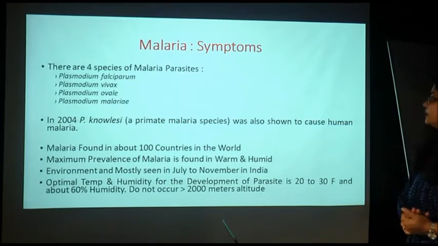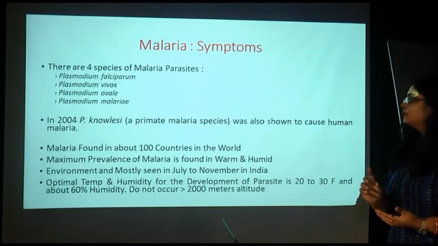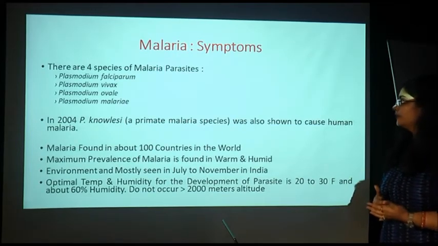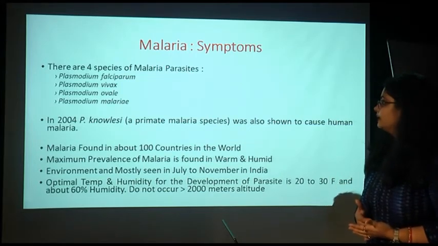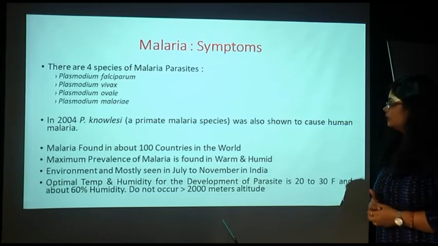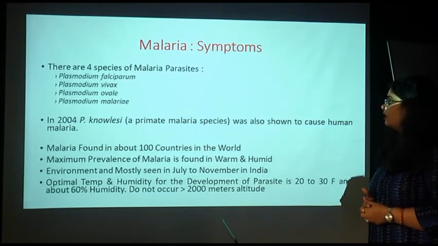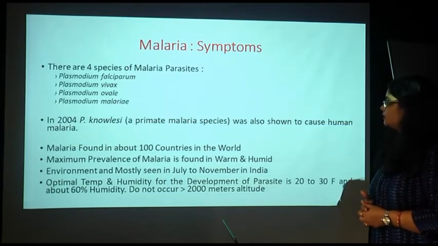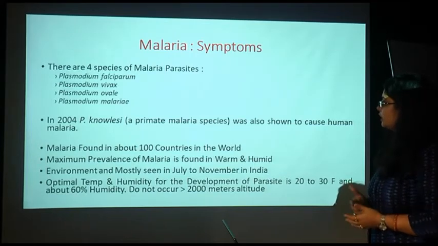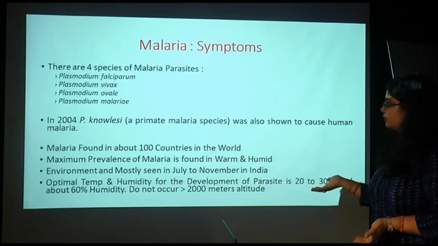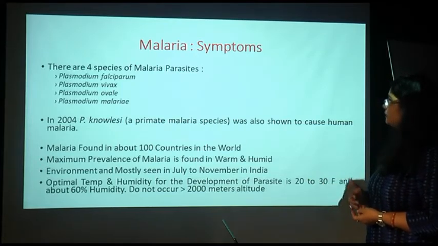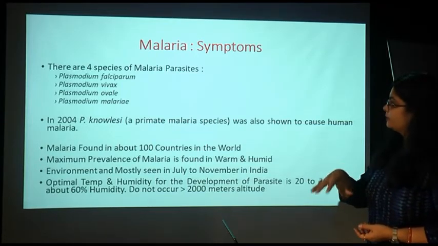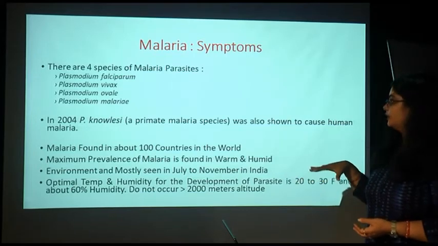So there are 4 species of malarial parasites. These are Plasmodium falciparum, Plasmodium vivax, Plasmodium ovale and Plasmodium malariae. In 2004, a new species of Plasmodium called Plasmodium knowlesi was actually discovered. This was previously known to infect primates, but was also found to infect humans.